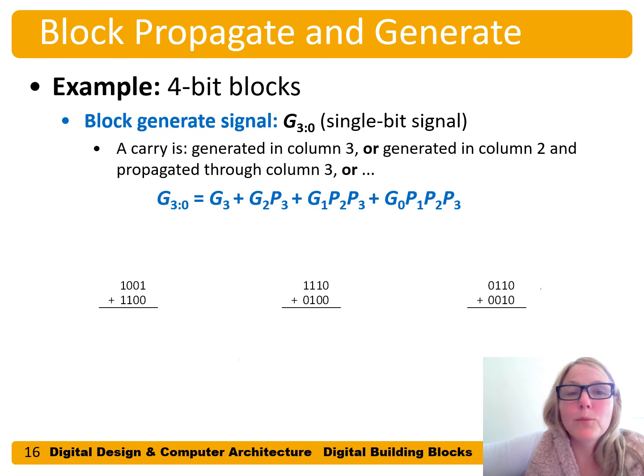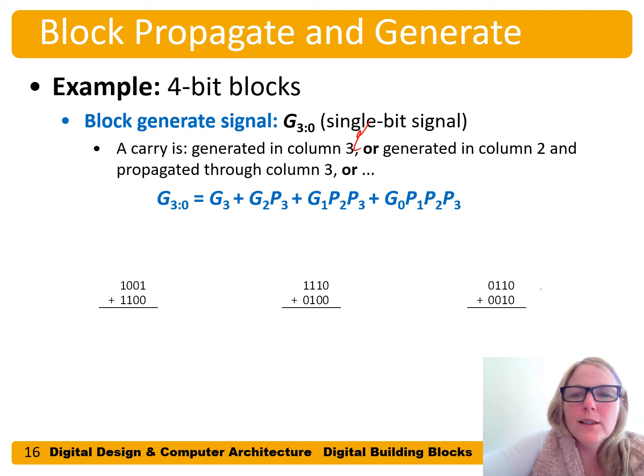So now let's look at block generate signals. So a carry is, right, we're going to generate a carry out by either generating in column 3 or column 2 and propagating it through column 3 or blah, blah, blah. So let's see what happens.